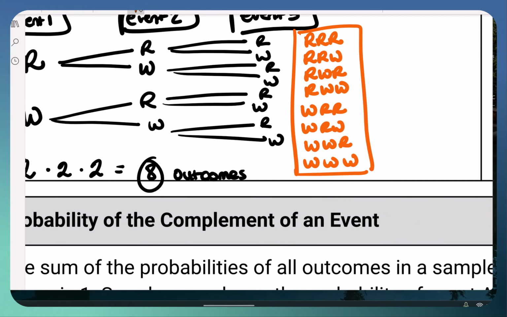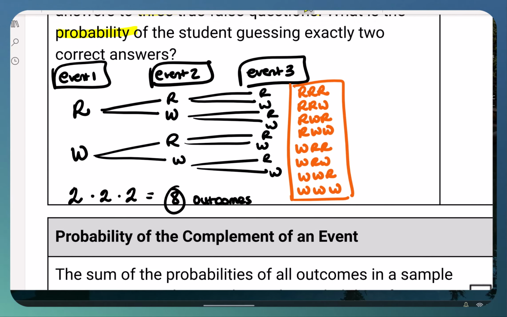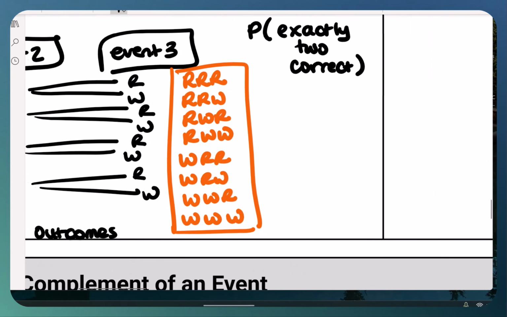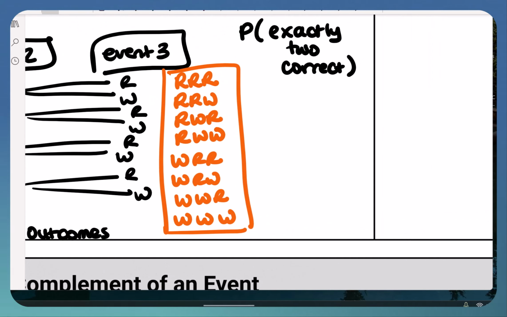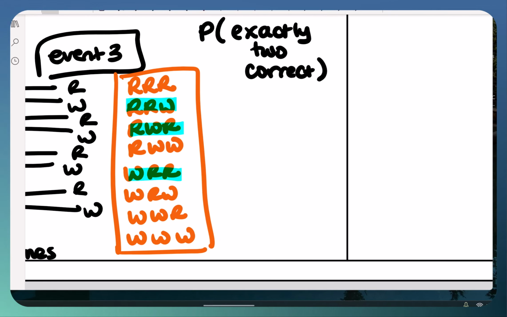Now we're going to answer the question. So that's what we did on page 1. So the question says, what is the probability of guessing exactly 2? Exactly 2 correct. So we're going to write probability of exactly 2 correct. What I want you to do is count how many outcomes have exactly 2. Now it can't be more than 2. It has to be exactly 2.